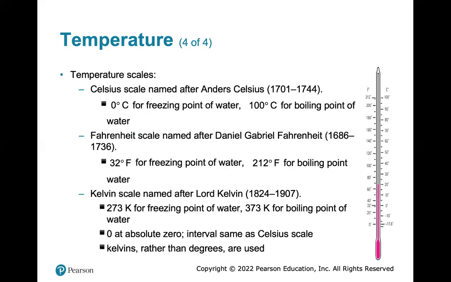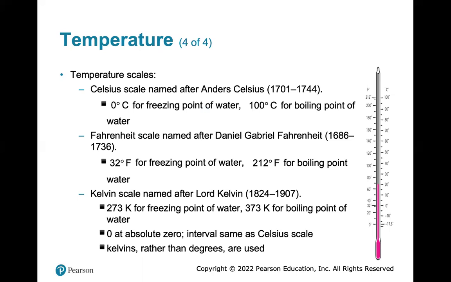Okay, temperature scales. The Celsius scale is the one most often used in science. We do use the Kelvin scale, but we'll start with the Celsius scale. It's named after Anders Celsius. It used to be called centigrade because there's a centi meaning 100. There's 100 gradations between the freezing point of water and the boiling point of water, and we used to call it centigrade. Now it's called Celsius.